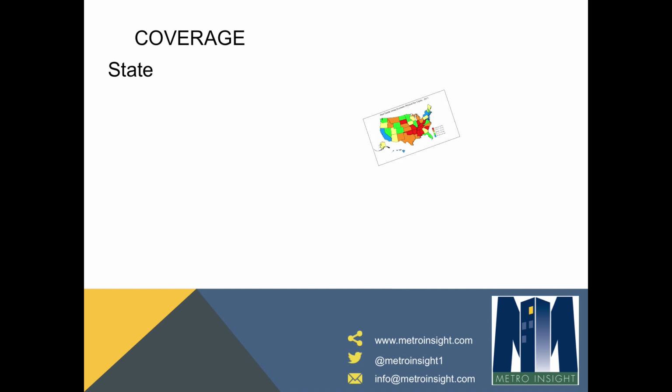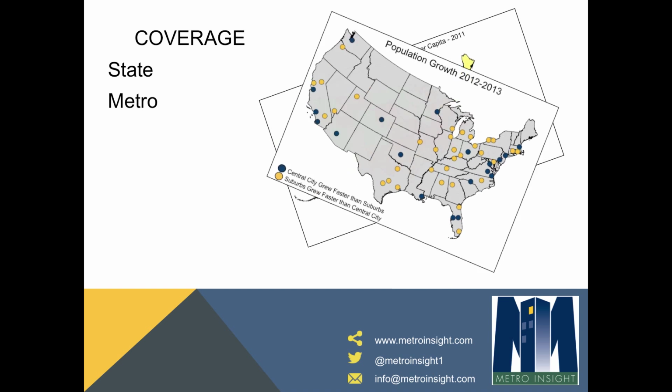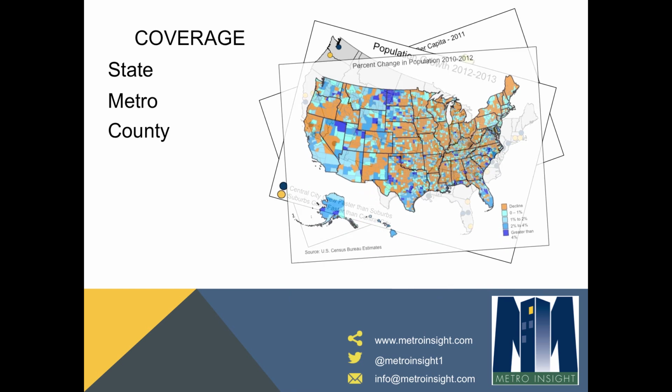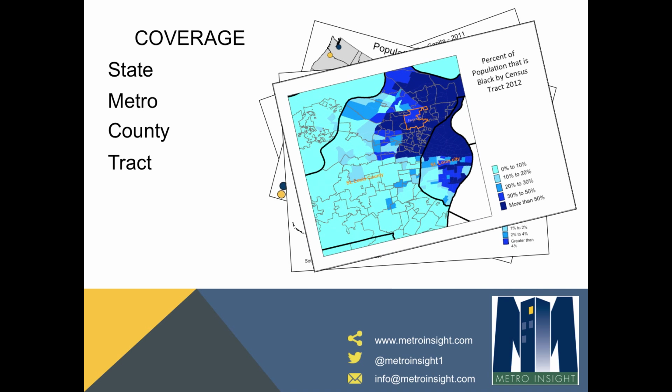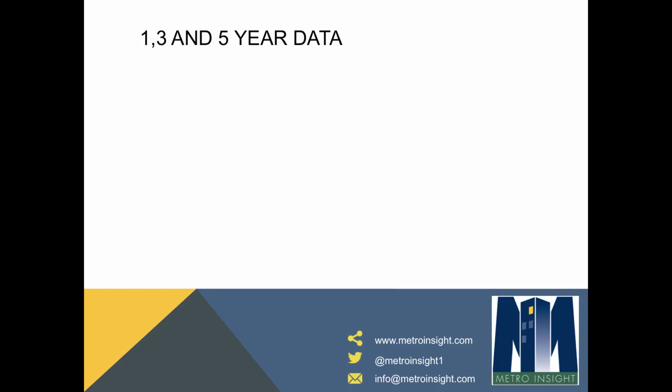The coverage of this data, well, obviously you can get it at state level, metropolitan area, county level data, and you can drill down even further into census tracts. And as of December 2014, you can also get below census tracts and look at block groups, so you can really get down to a pretty fine-grained level of detail for the trends that you're looking for.